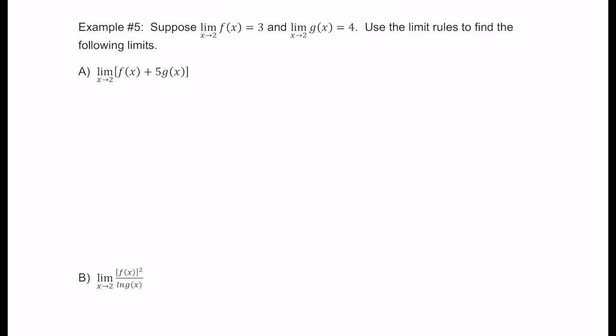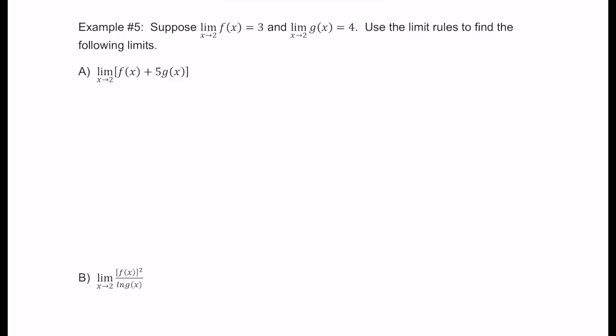So here we have an example 5. They tell us that the limit of f of x as x approaches 2 is equal to 3, and the limit of g of x as x approaches 2 is 4. Use the limit rules to find the following limits. You might want to have the limits off to the side so you can kind of refer to them.